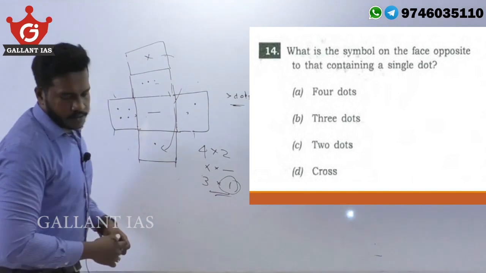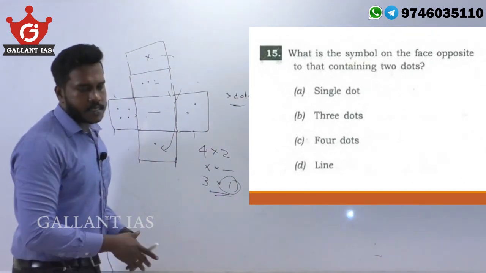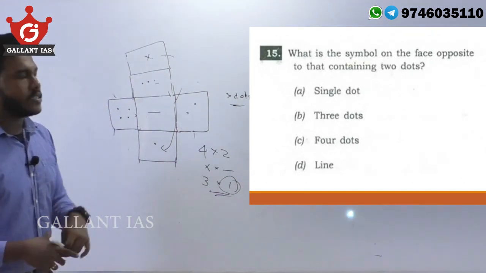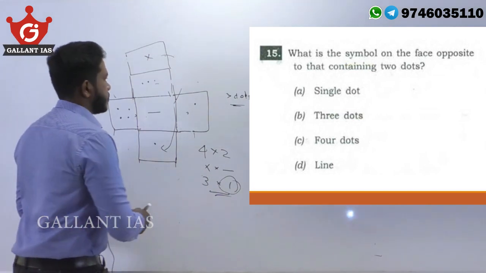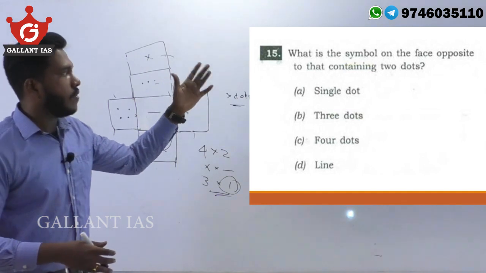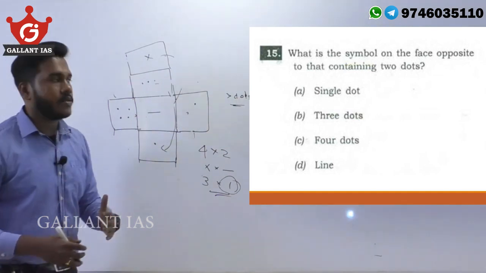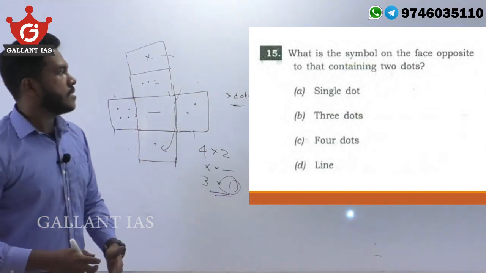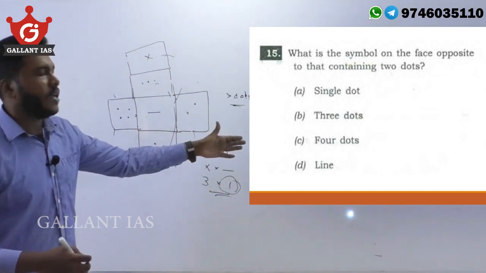Okay. Now consider the second question. What is the symbol on the face opposite to that containing 2 dots? And check our options. First is single dot, 3 dots, 4 dots, and line.